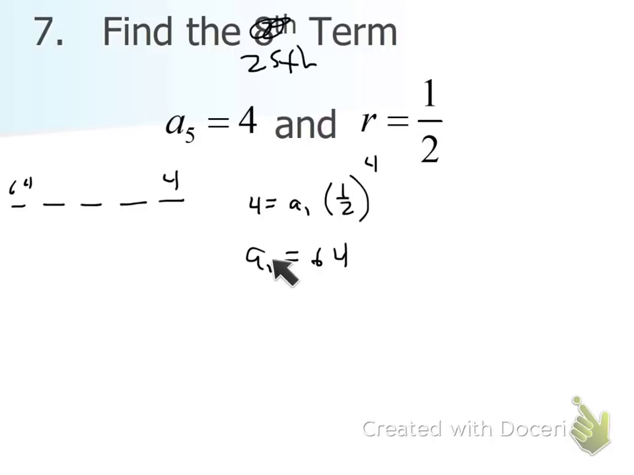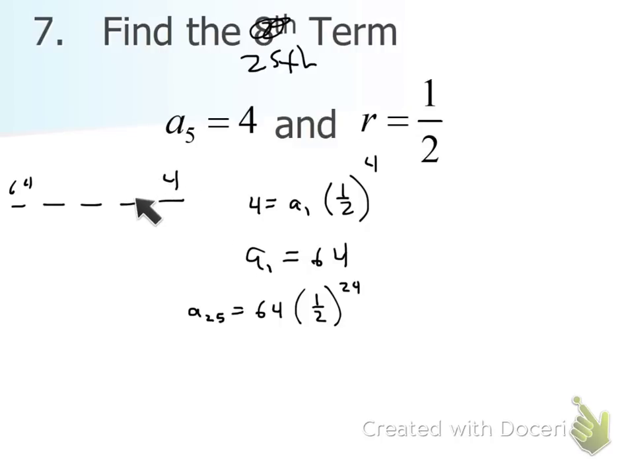Yes. And then once I know the first term and the ratio, I can find the 25th term by saying, well, what is the 25th term? It equals my first term, 64, times the ratio of 1/2 raised to the n minus 1, 25 minus 1, 24. Let's take 1/2 raised to the 24th power. That's my first term.